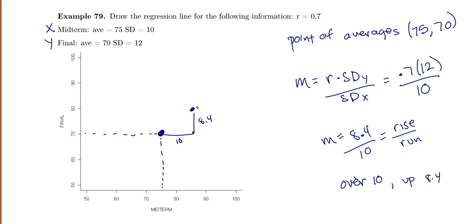okay, and then let's do just one more. So go over 10 and up 8.4, and then you can draw on your line. I'm very good at drawing in my straight line. And so we've drawn in our line.